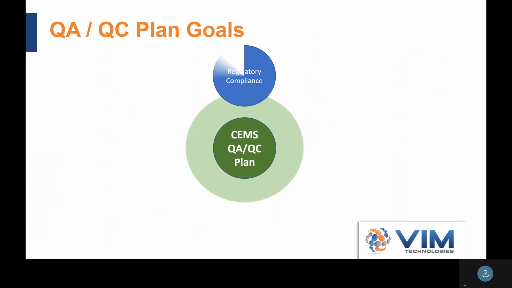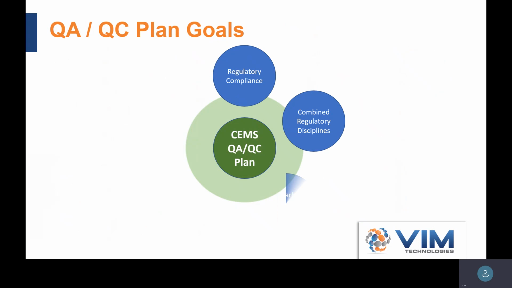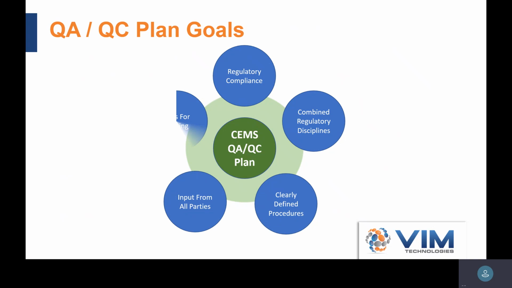So the goals of your QA/QC plan are compliance, first and foremost. You want to combine the regulatory disciplines in one comprehensive document. You want clearly defined procedures, and you want input from all parties. When I say all parties, essentially that means environmental, instrumentation, and a little bit from the operators. Not too much from the operators, but a little bit. And then you can use it as a basis for training. I think if the proper information is included, it can be a really useful tool. I know it was for us.